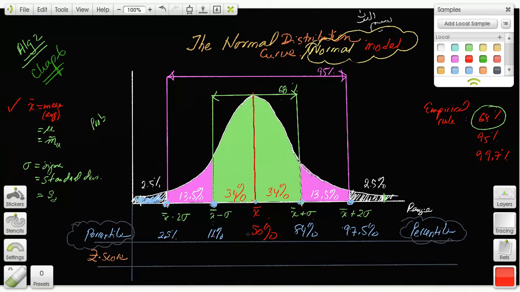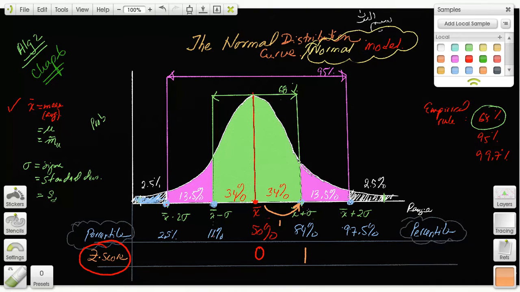Now the z-score is basically a score that's given in reference to the mean. So the mean is a z-score of 0. If somebody's standing at the mean, their z-score is 0. Now 1 standard deviation away from the mean, their z-score is 1. In other words, from here to here, we said 1 standard deviation, right? That's a z-score of 1.